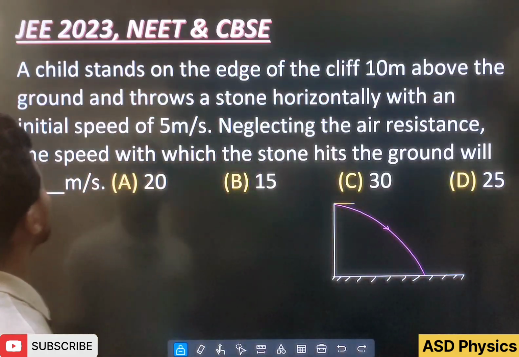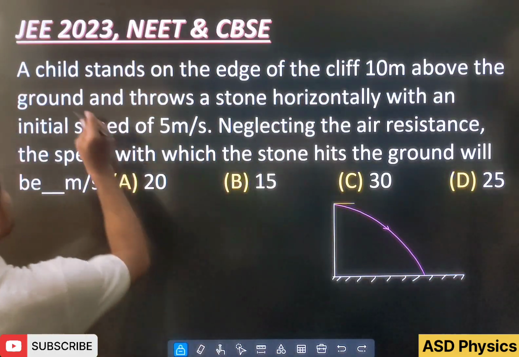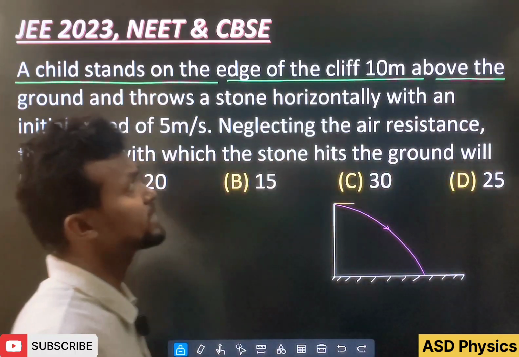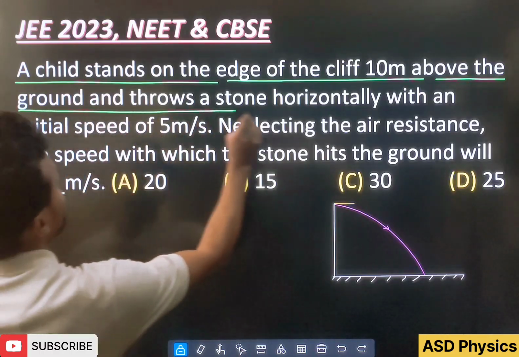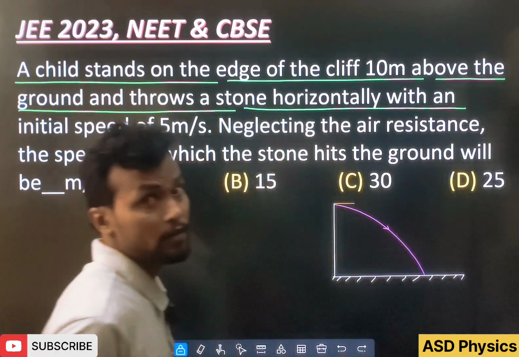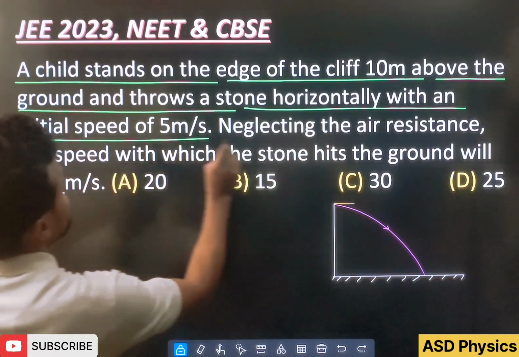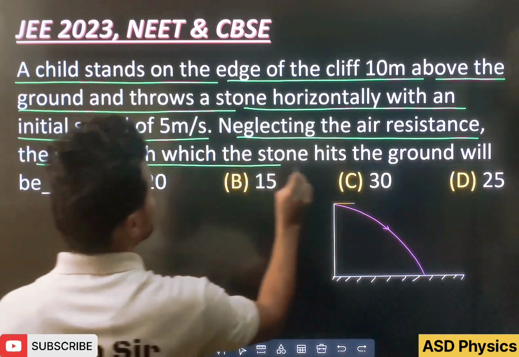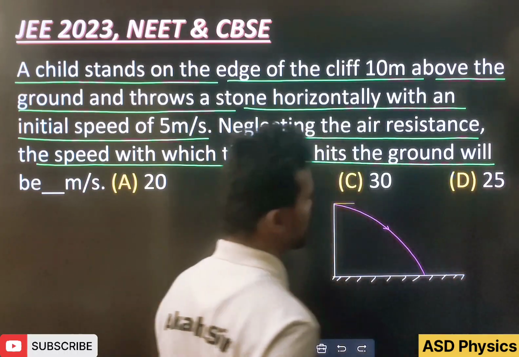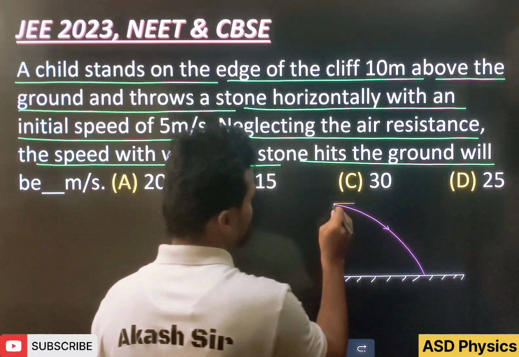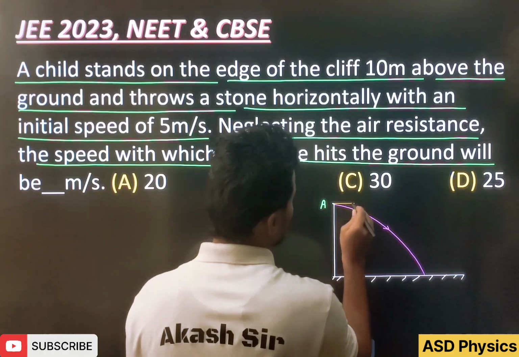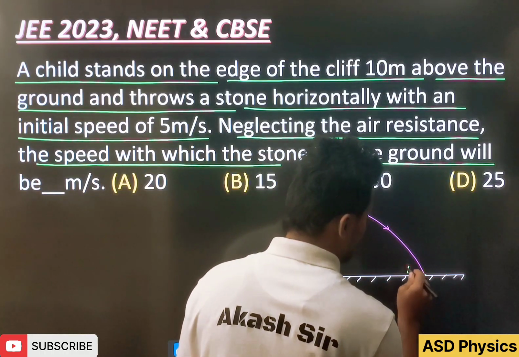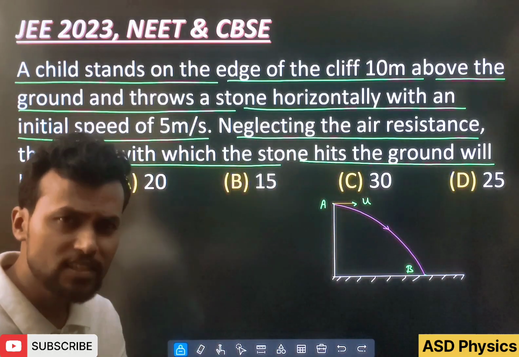Great. Now let's see the next question. A child stands on the edge of a cliff 10 meters above the ground and throws a stone horizontally with an initial speed of 5 meters per second. Neglecting air resistance, the speed with which the stone hits the ground will be how much? Let's see. This is point A, and from here the stone is thrown in the horizontal direction u, and on the ground it is going to strike here.